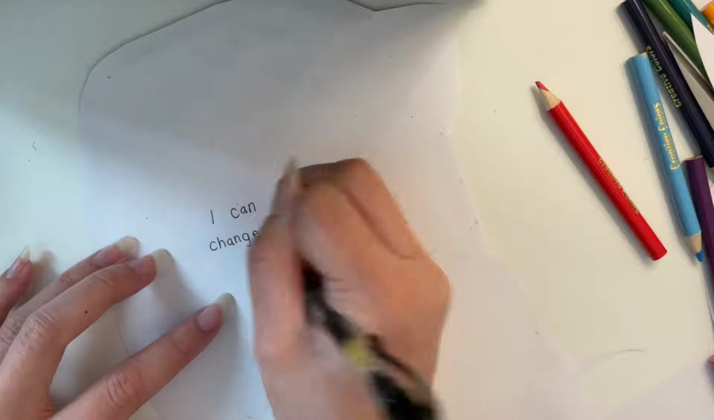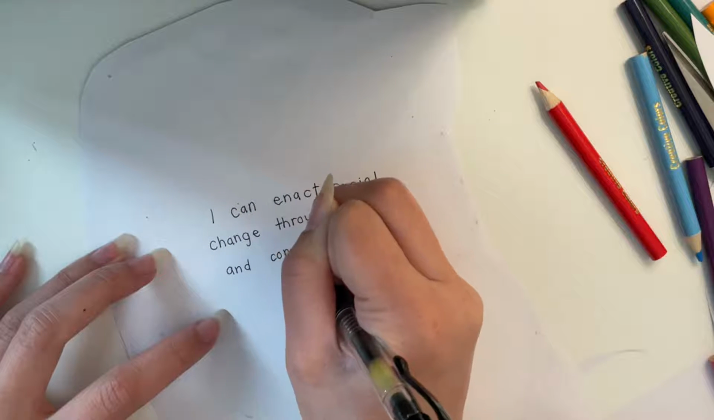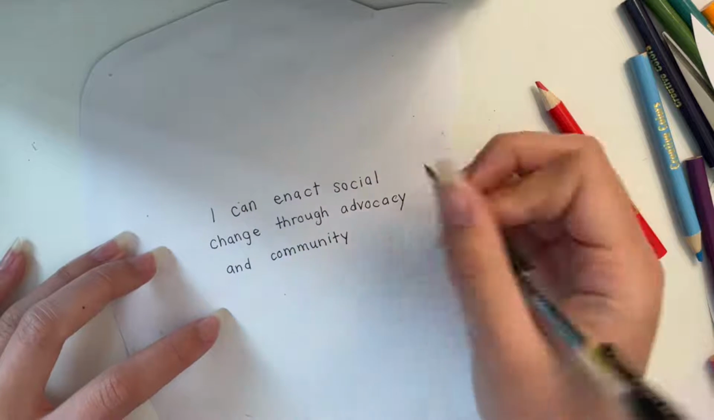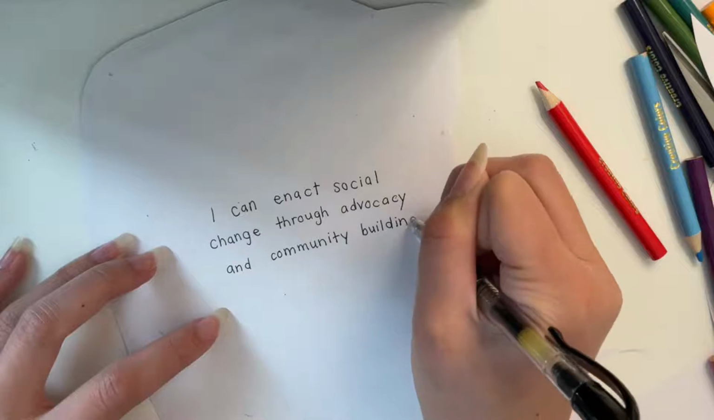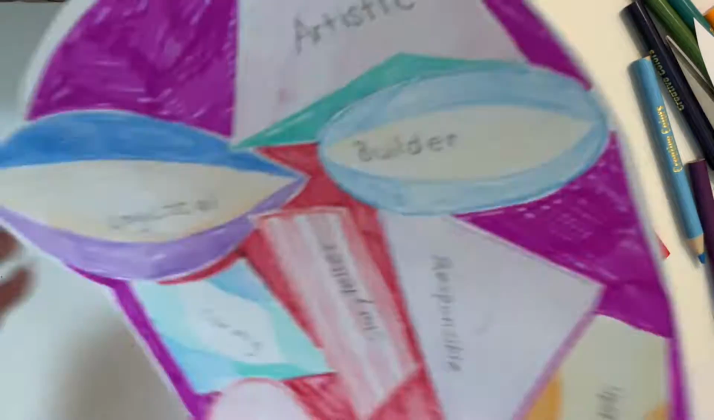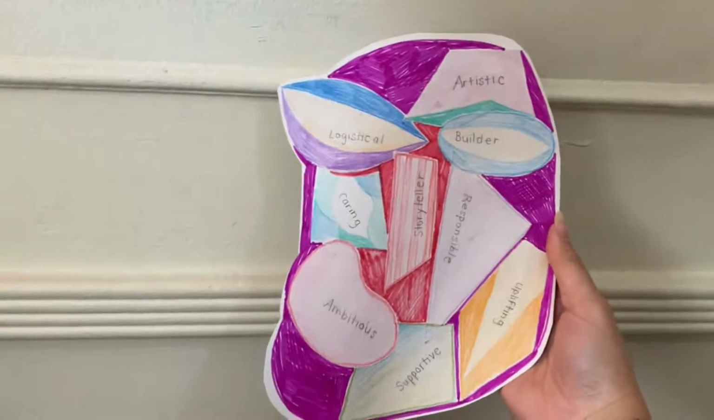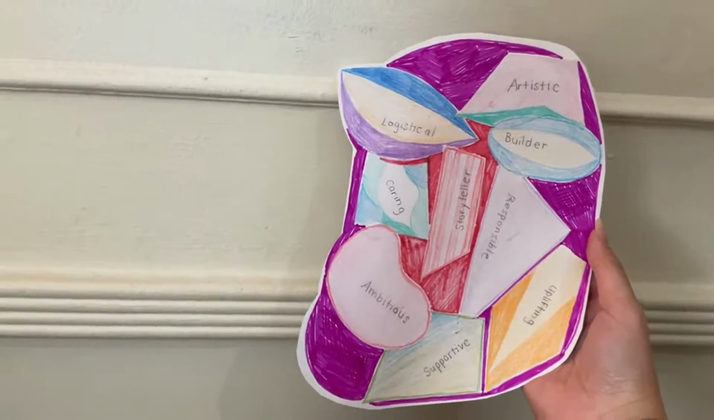Once you've done that, you're going to write this sentence: I can enact social change through your first strategy and then your second strategy. As I mentioned, mine were advocacy and community building. This will serve as a reminder for your activist strategies based on your activist identity. After you've finished doing that, you've completed your self-portrait.